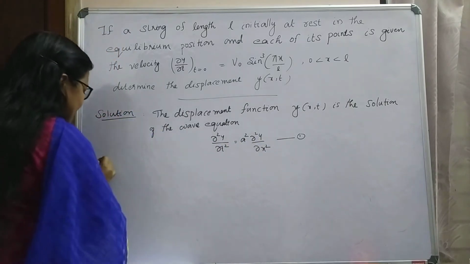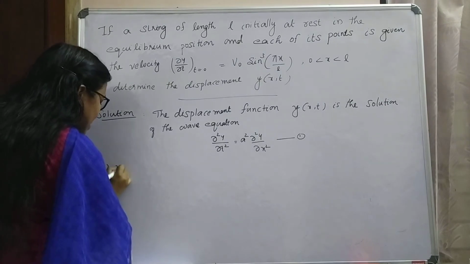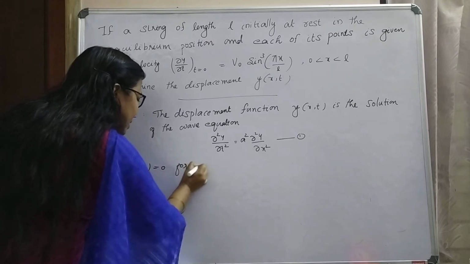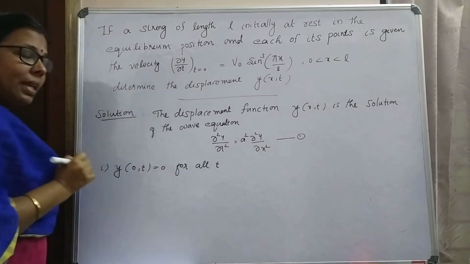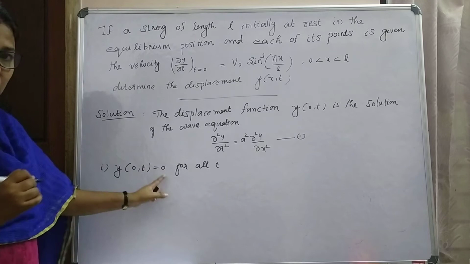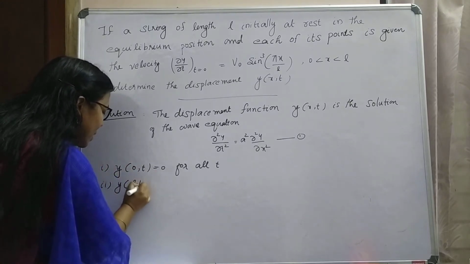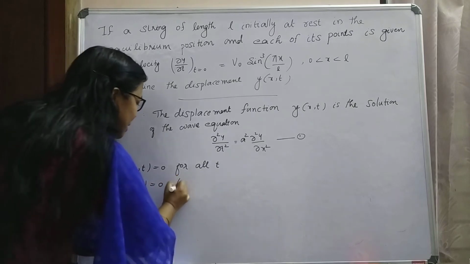The four boundary conditions are, first boundary condition is y of 0 comma t equal to 0 for all t. That is, when x equal to 0, the displacement y equal to 0. The second boundary condition is y of L comma t equal to 0 for all t.